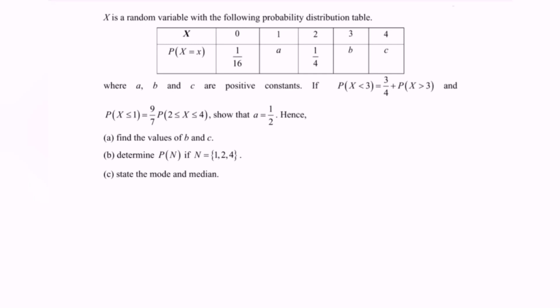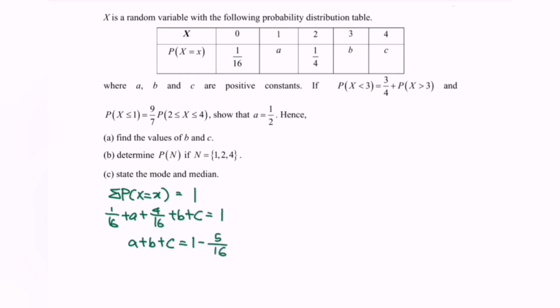So the question already mentions that X is a random variable, which means that the summation of the probabilities is equal to 1. So here we have 1 over 16 plus A plus 4 over 16 plus B plus C is equal to 1. So A plus B plus C is equal to 1 minus 5 over 16. Simplify the situation: A plus B plus C is equal to 11 over 16. So here we have the first equation.